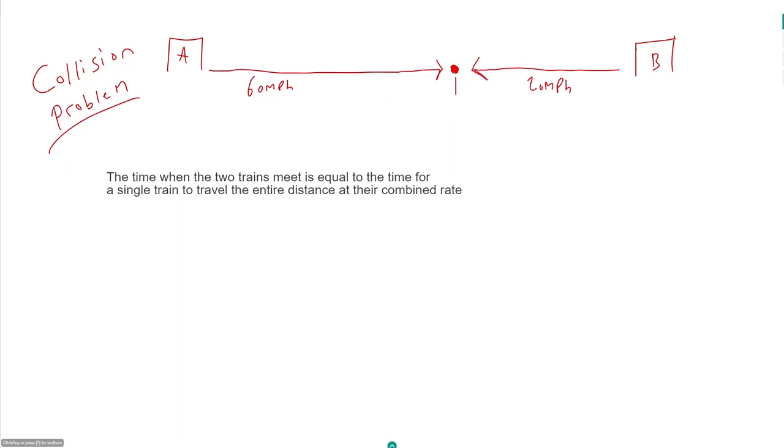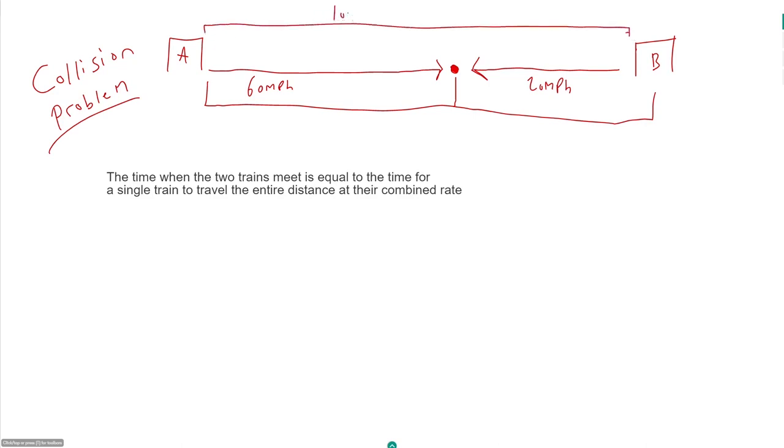Well, between them, how far have the two trains traveled when they meet? Between them, they have traveled the entire distance. So let's say the distance between our two towns is 100 miles. At this point where they meet, our two trains have covered the entire 100 miles from A to B. At what rate did they do that? Well, each of our two trains is contributing to the closing of this gap here. So it is sort of as if they covered this 100 miles at a rate of 80 miles per hour.